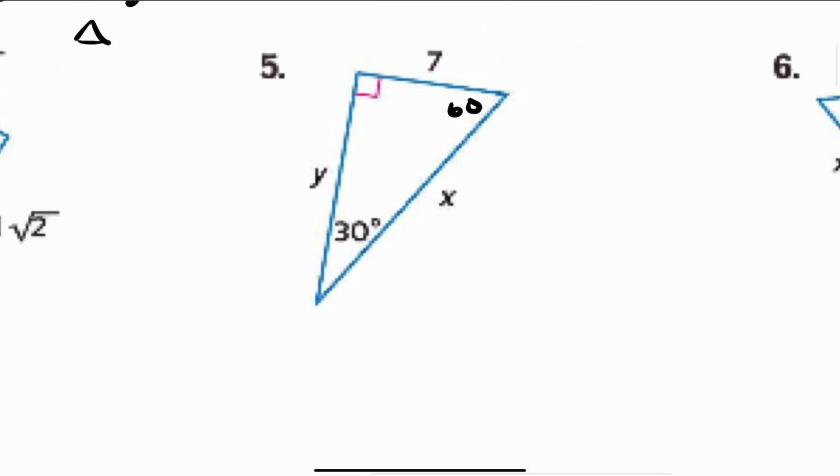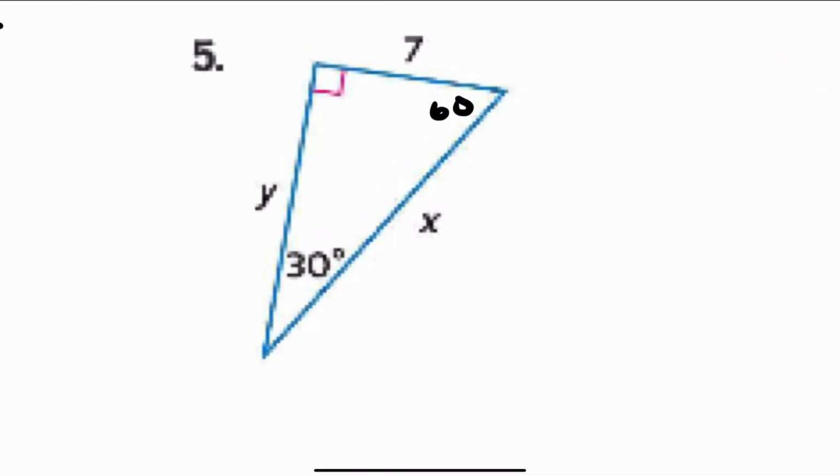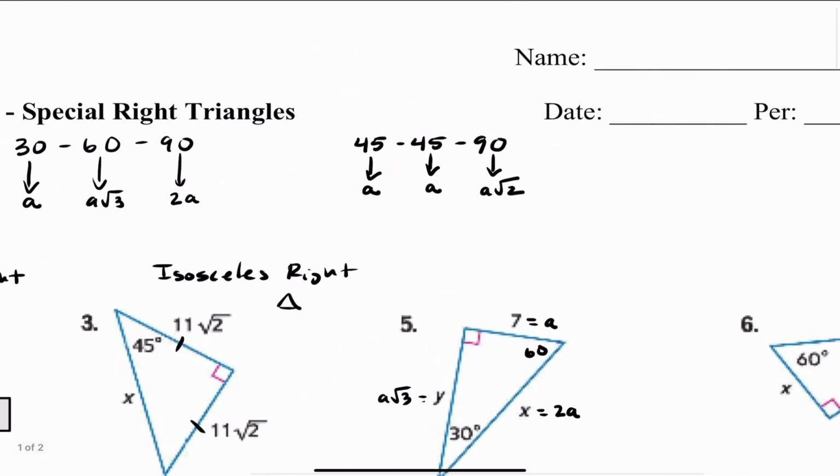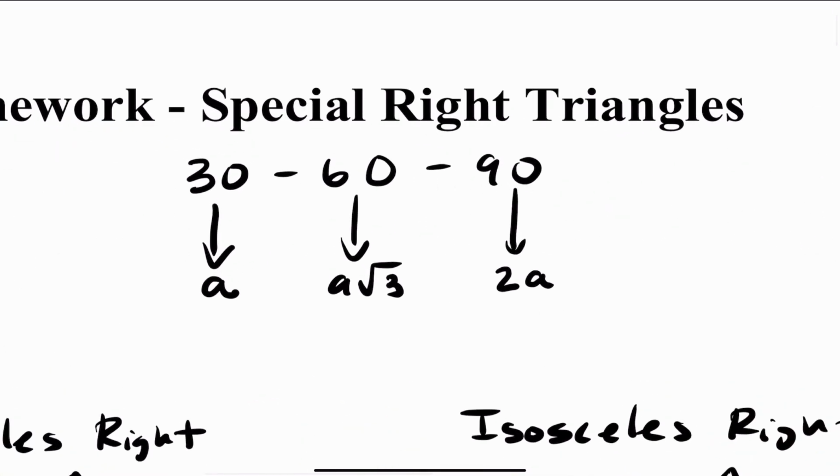Okay, so let's go ahead and label this. Across from 30 degrees, I'm going to set 7 equal to A. Across from 60 degrees, I set Y equal to A root 3, not A root 2, it's A root 3. And across from 90 degrees, I'm going to set X equal to 2A, just like what we have over here, okay?